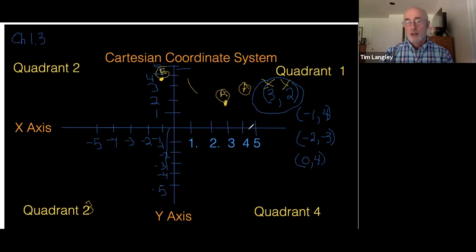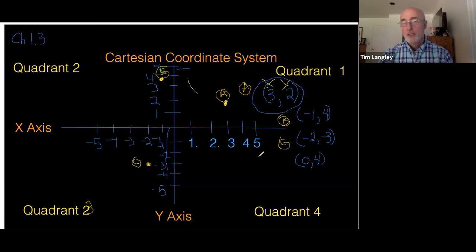And then let's say that the C here is this one right here, and they ask you for -2, -3. -2's on the x-axis, and then it says -3, which would bring me down to about right here. That's point C on this graph.